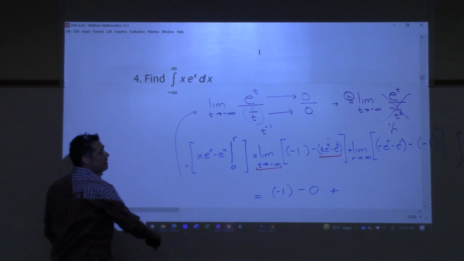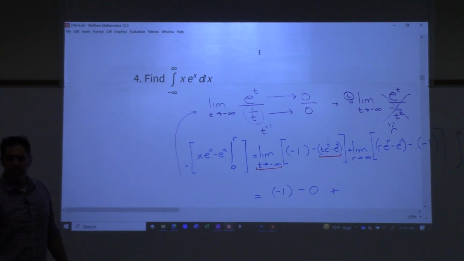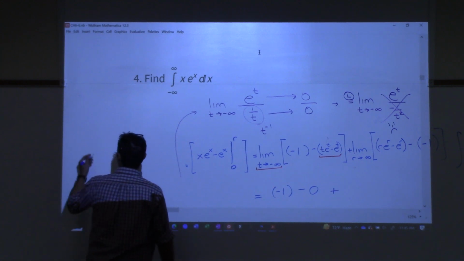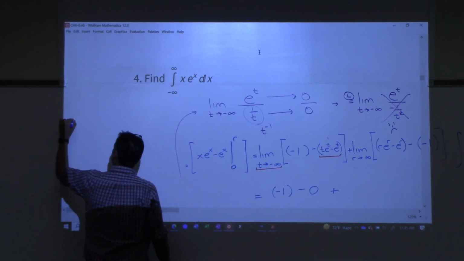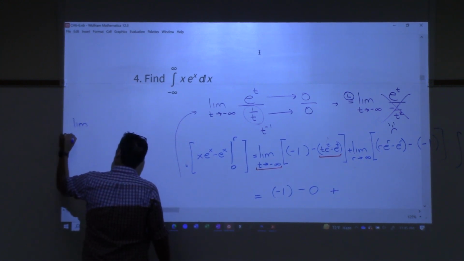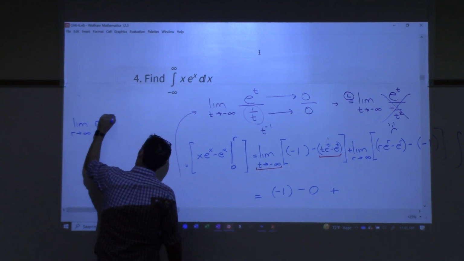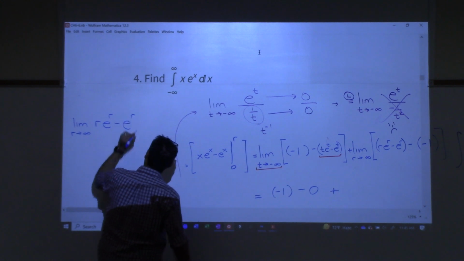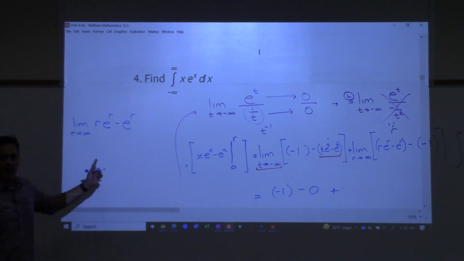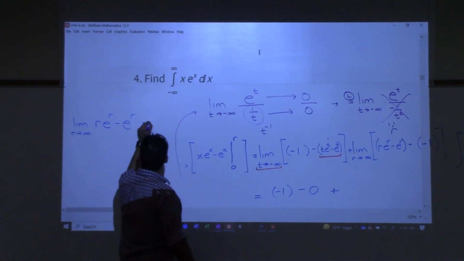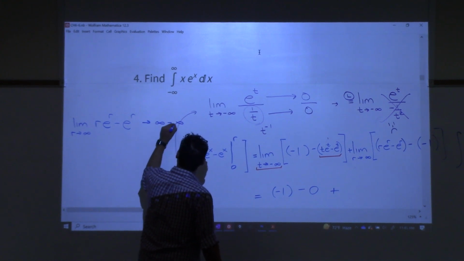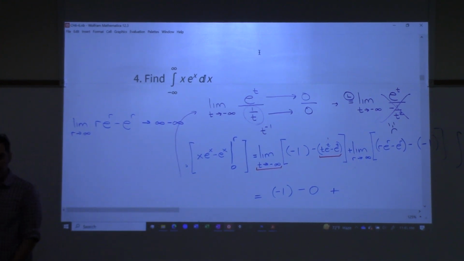So I've got a second limit to do here, right? I'm doing some scratch work on the side here. I need to figure out what the limit is as r goes to positive infinity of r e to the r minus e to the r. When I do that limit right now, I know I'm getting infinity minus infinity. That's what we get, infinity minus infinity. Do you all understand that?